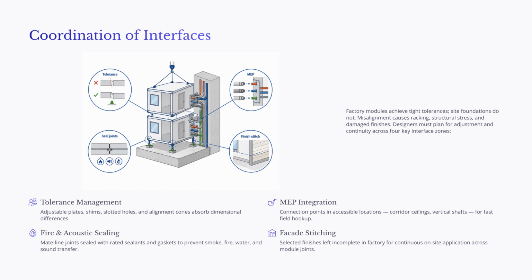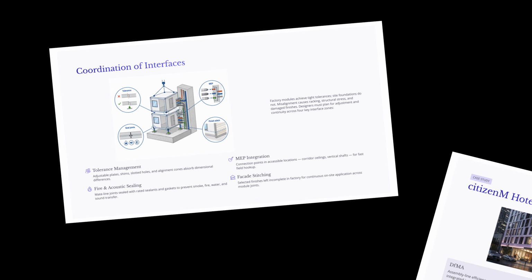Fire and acoustic sealing are also critical. Mate line joints between modules must be sealed properly to prevent the passage of smoke, fire, water, air, and sound. Finally, facade and finish stitching must be planned carefully. Some finishes may be intentionally left incomplete in the factory, so they can be applied continuously across module joints on site. This helps the completed building look seamless rather than assembled from separate boxes.